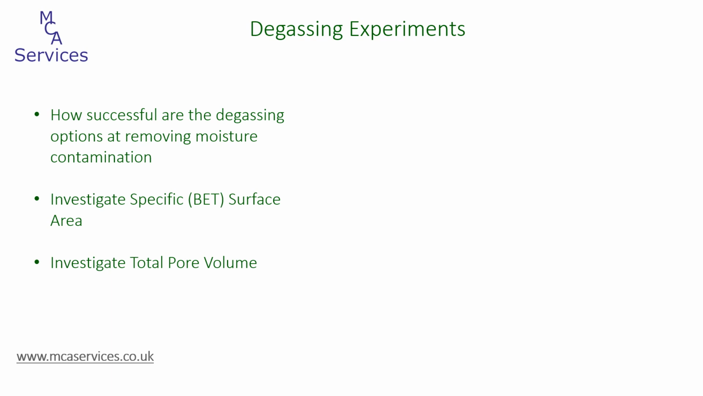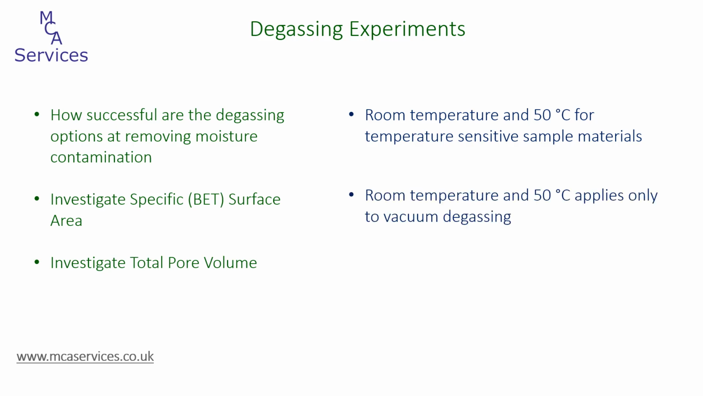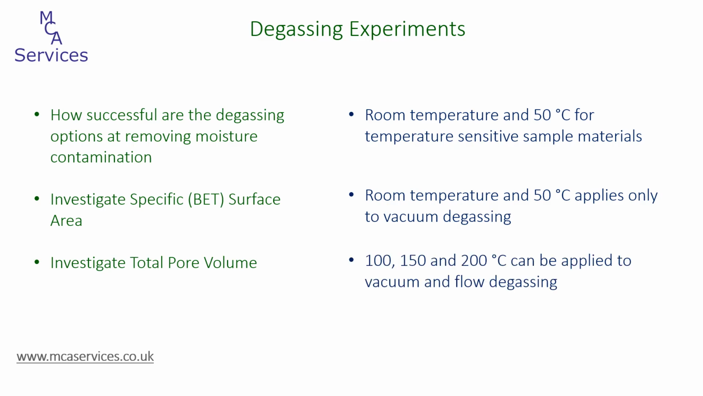The degassing temperatures we have investigated are chosen so that they can be applied when considering a really wide range of sample types. Room temperature and 50 degrees degassing are investigated as they're applied to temperature sensitive materials. Given the relationship between pressure and the boiling point of water that we saw earlier, these can only really be applied to the vacuum degassing method. Higher temperatures, 100, 150 and 200 degrees, can be applied to both vacuum and flow methods, and they can be used to represent more thermally stable sample material types.